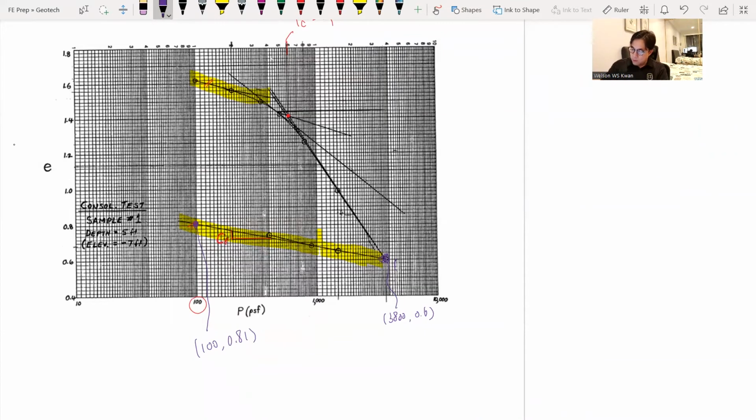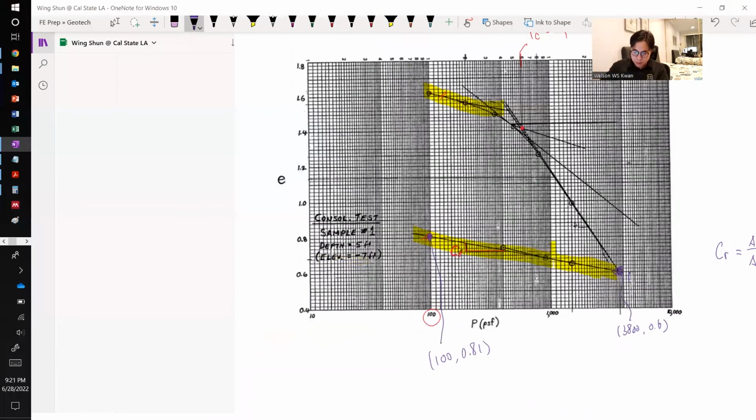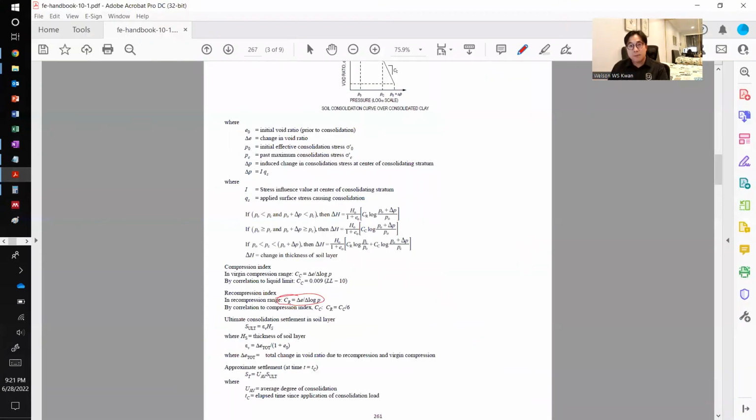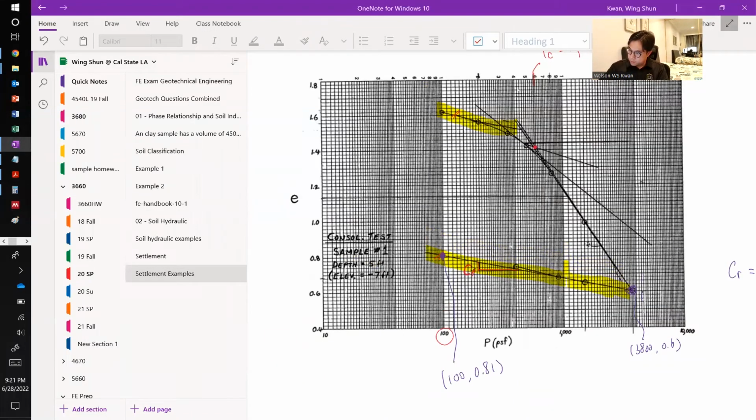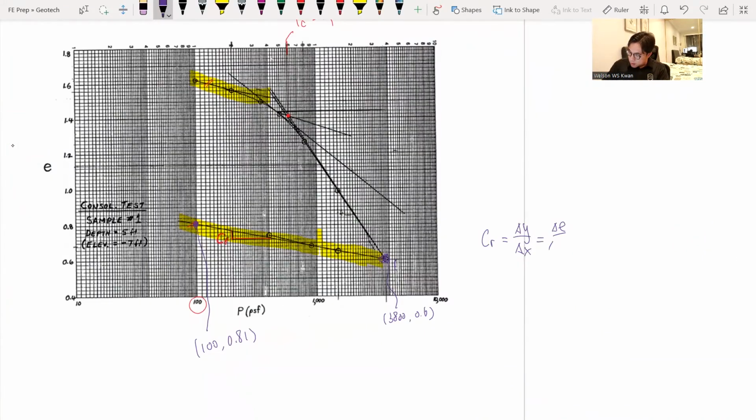For this case, we want to find that our C sub R would be equal to the delta Y over delta X, because this is a slope. And the FE manual, one more time, what is given is the delta e divided by delta log P. So this is the P, the stress level. And in many textbooks, you will call it sigma or sigma prime, in effective stress space. Essentially they're the same thing.